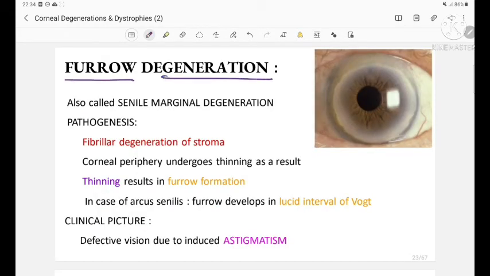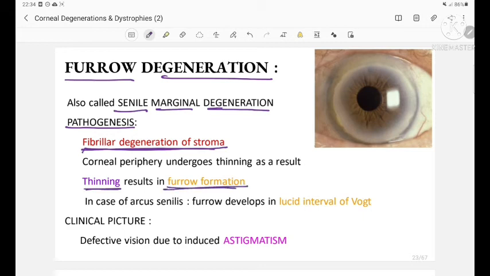Next, furrow degeneration. This is also called senile marginal degeneration. Pathogenesis: there is fibrillar degeneration of the stroma. The corneal periphery undergoes thinning as a result of it, and the thinning results in formation of a furrow. So, this is called furrow degeneration. In case of arcus senilis, the furrow develops in the lucid interval of Vogt. Clinical picture of furrow degeneration: there is defective vision due to induced astigmatism, and this picture shows the furrow degeneration.